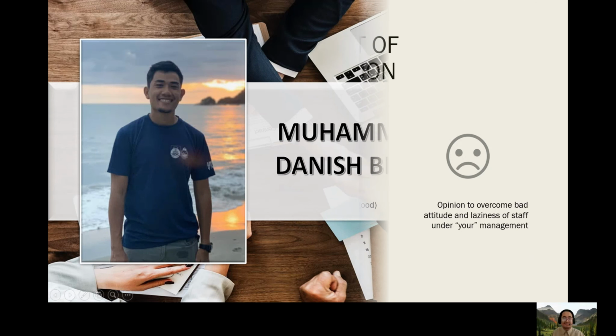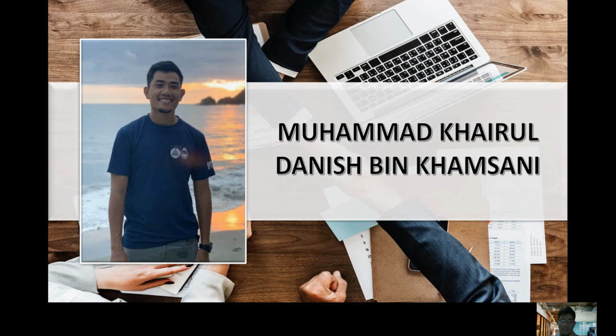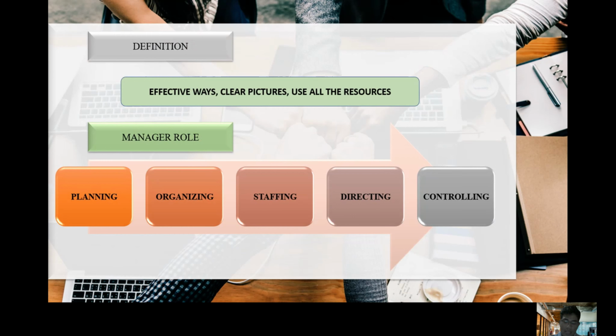Please welcome. Assalamualaikum. My name is Muhammad Danish bin Khamsani and I will explain about the definition of effective managers and its examples. Next, we will go to the definition. Effective managers can be defined as a person who is responsible to achieve the company target or goals by effective ways, clear pictures, and use all the resources. There are manager roles such as planning, organizing, staffing, directing, and controlling.